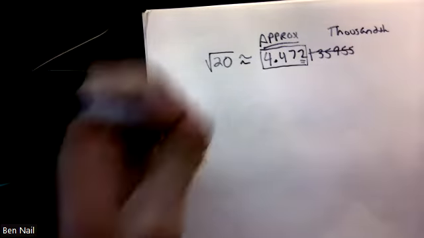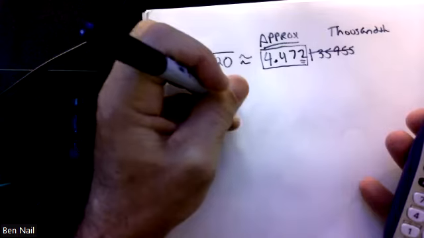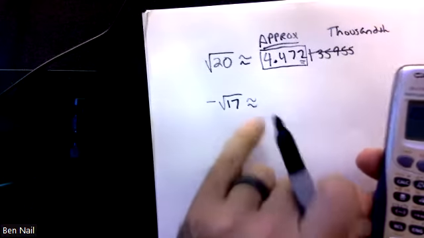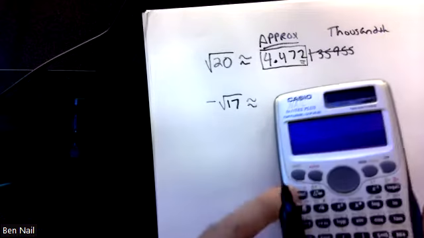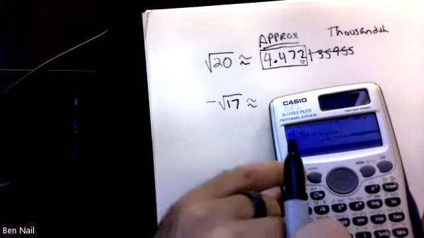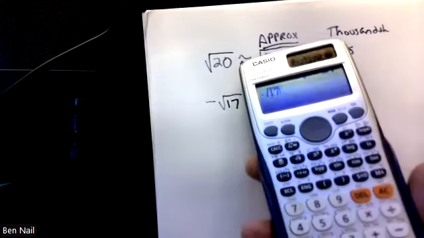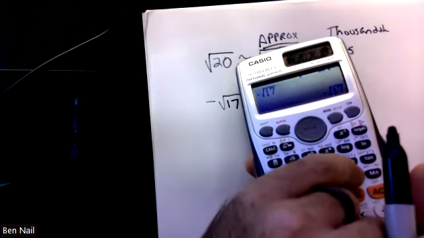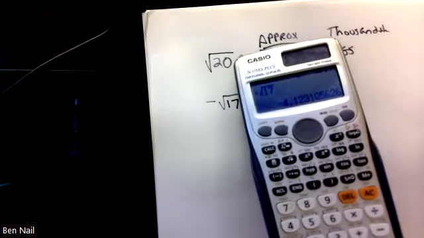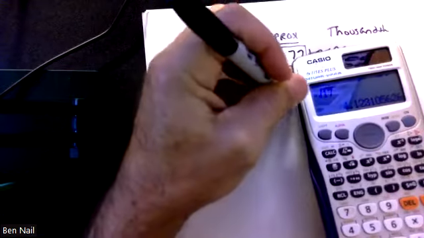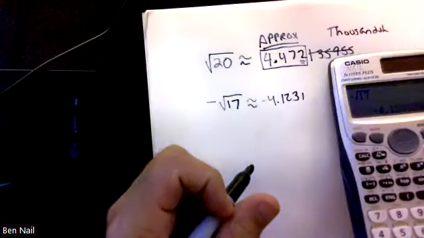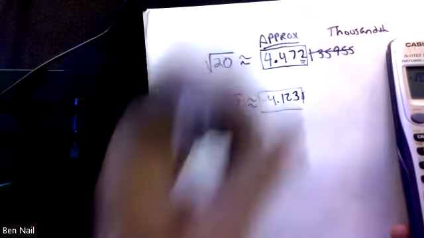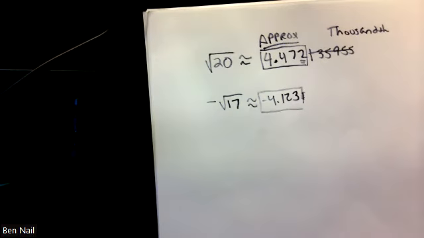But if they ask for, say, the negative square root of 17, and they ask you to approximate it, they'll also typically put in that symbol for the approximation of. We can type in the negative square root of 17. It equals S to D. That's my standard to decimal button. It gives me my decimal, which is negative 4.1231, which again, if we round to the nearest thousandth, that number just drops off. We get negative 4.123.